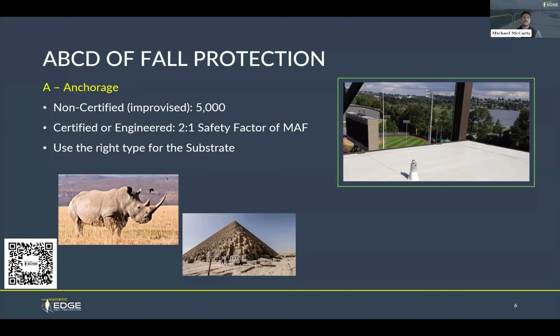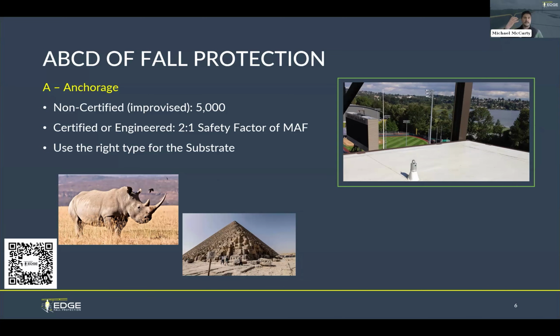So this is something where a qualified person, the term that we talked about at the beginning of the presentation, can analyze a structure and a scenario and say, this is your anchor, this is your cable, this is your lanyard, this is your harness. The max arresting force, the MAF, exerted onto the structure is going to be 1,800 pounds. Now that 1,800 pounds needs to be multiplied by 2. That's 3,600 pounds. So that's what we would design that anchor for.